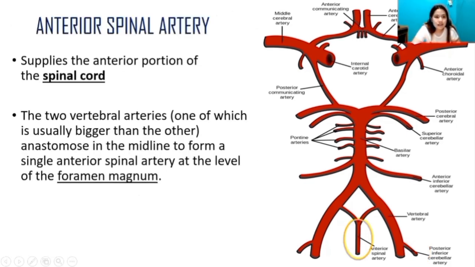So next is the anterior spinal artery. It is another subdivision of the vertebral artery. It supplies the anterior portion of the spinal cord. Here, in the structure, we can see a yellow circle. This is the anterior spinal artery. Of the two vertebral arteries, one is usually bigger than the other. They anastomose in the midline to form a single anterior spinal artery at the level of the foramen magnum.